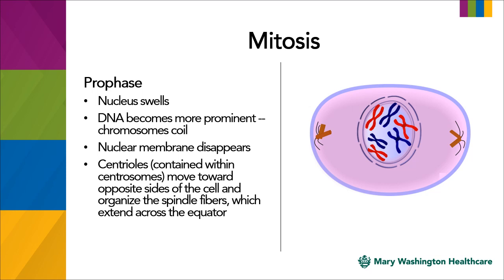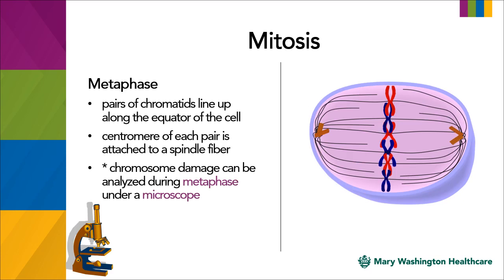In mitosis, we have prophase, which is the first phase. The nucleus swells, the DNA becomes more prominent, the nuclear membrane disappears, the centrioles, which are contained within the chromosomes, move toward the opposite sides of the cell and organize the spindle fibers, which extend across the equator. Metaphase is where pairs of chromatids line up across the equator of the cell, and the centromere of each pair is attached to a spindle fiber. Now, during this phase, we're going to best analyze chromosome damage under a microscope. Everything's lined up across the equator.